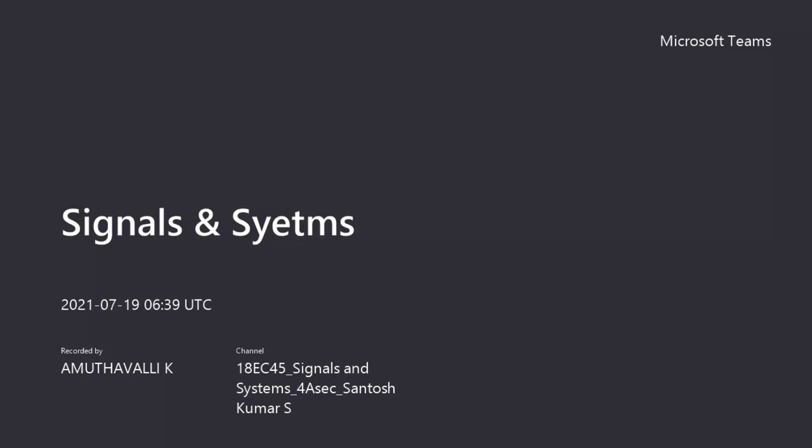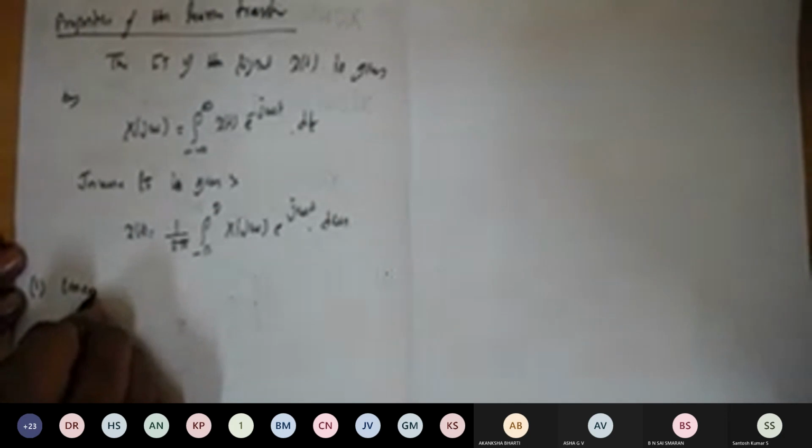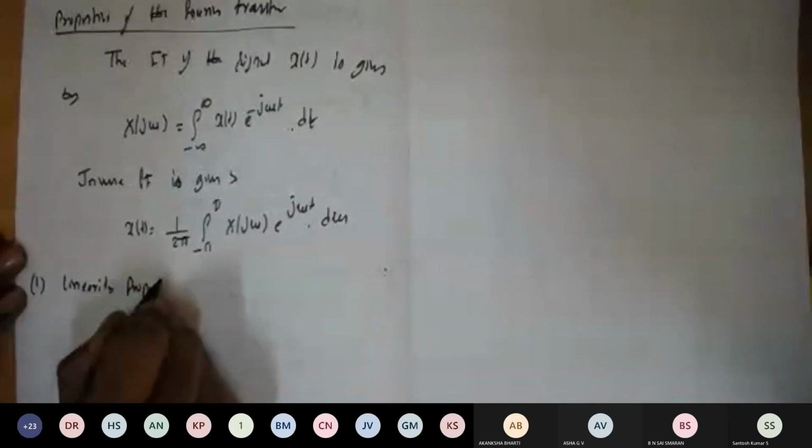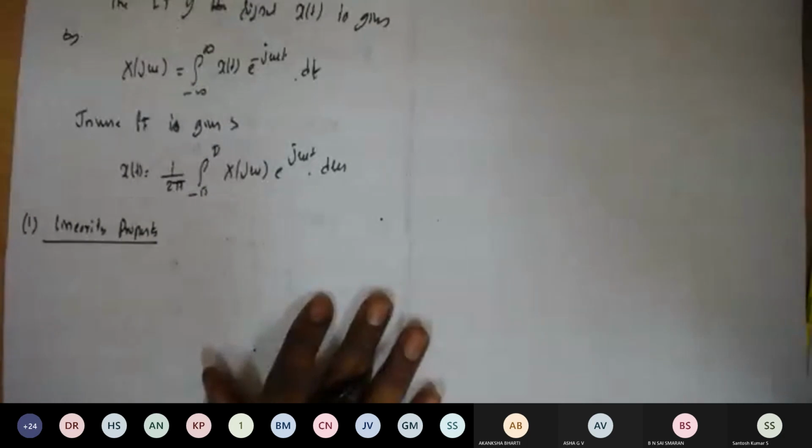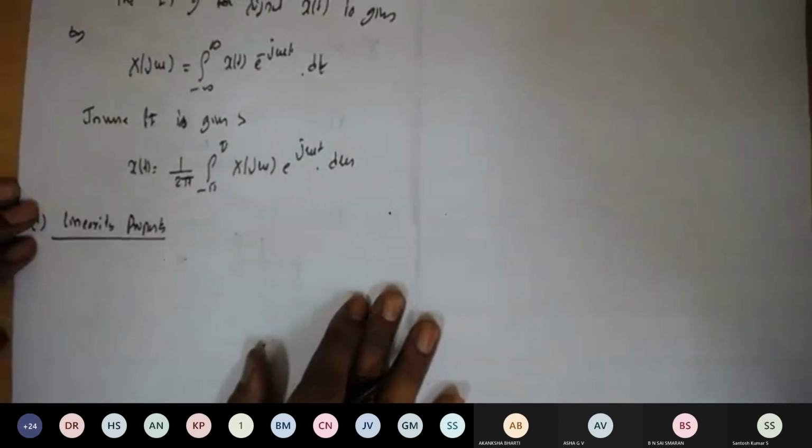So let us take the first property. Take the linearity property. So linearity property, it is quite common for all the transforms which you are going to see.